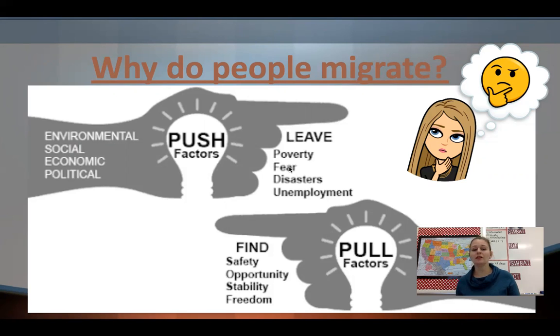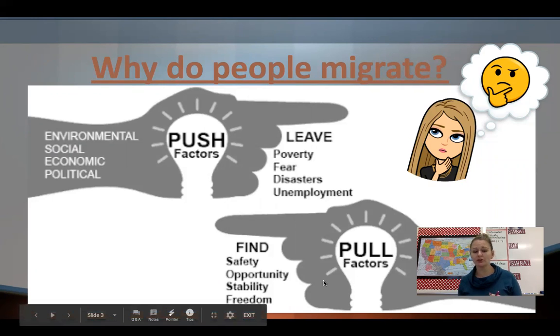So these can be things like poverty: I'm poor, so I don't want to live here anymore. I want to move somewhere where I can make more money. I'm scared for my life. It isn't safe where I'm living. There are natural disasters happening. I don't have a job. So these are things that push you out of where you're currently living, and the pull factors are what bring you to where you decide to go.